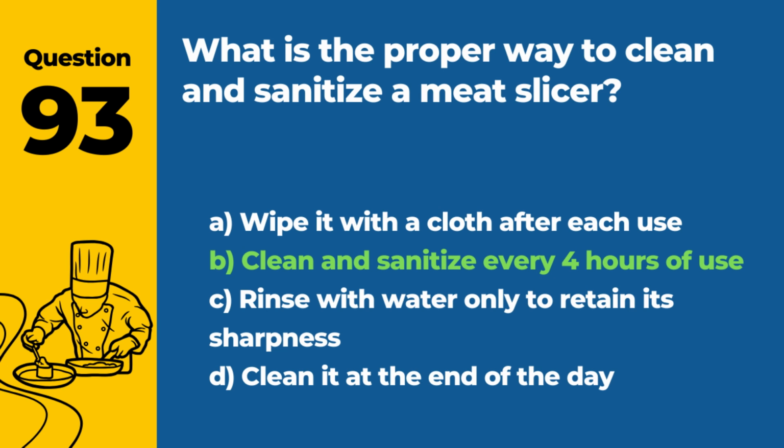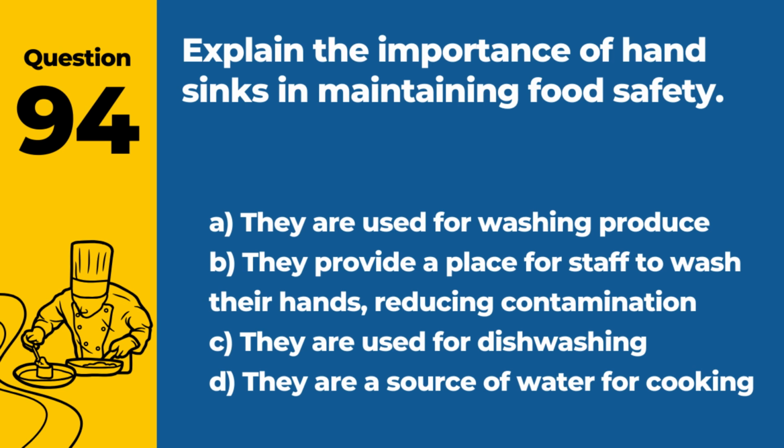and bacteria. Question 94. Explain the importance of hand sinks in maintaining food safety. A. They are used for washing produce. B. They provide a place for staff to wash their hands, reducing contamination. C. They are used for dishwashing. D. They are a source of water for cooking. Answer. B. They provide a place for staff to wash their hands, reducing contamination. Hand sinks are important in maintaining food safety as they provide a designated place for staff to wash their hands, reducing the risk of food contamination.